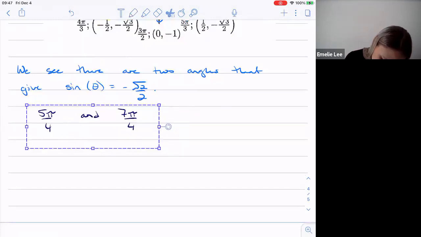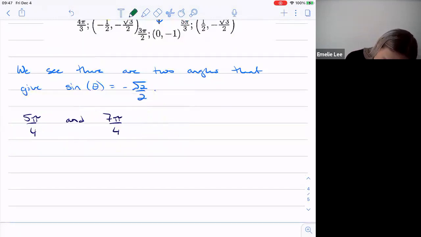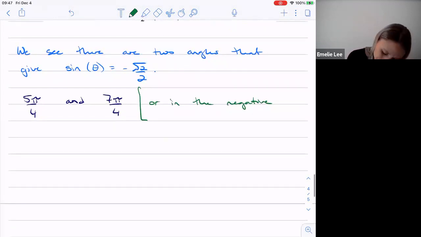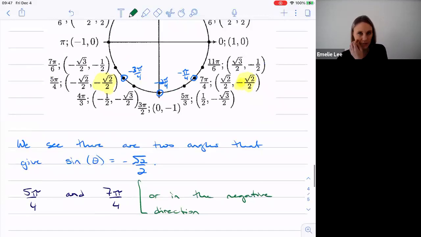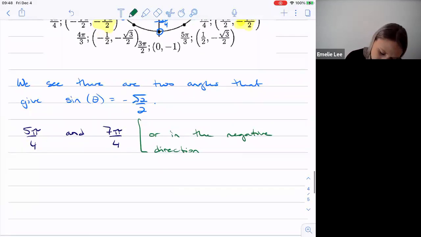I'll move this over just a little bit here. Or in the negative direction, it doesn't actually matter, right? The terminal point stays the same, so you can use whichever one. I would just encourage you to be consistent, right? If you're going to use a positive value for one, you should probably use the positive value for the other one. If you're going to use a negative value, use negative values for both. So in the negative direction, negative pi over 4 and negative 3 pi over 4.